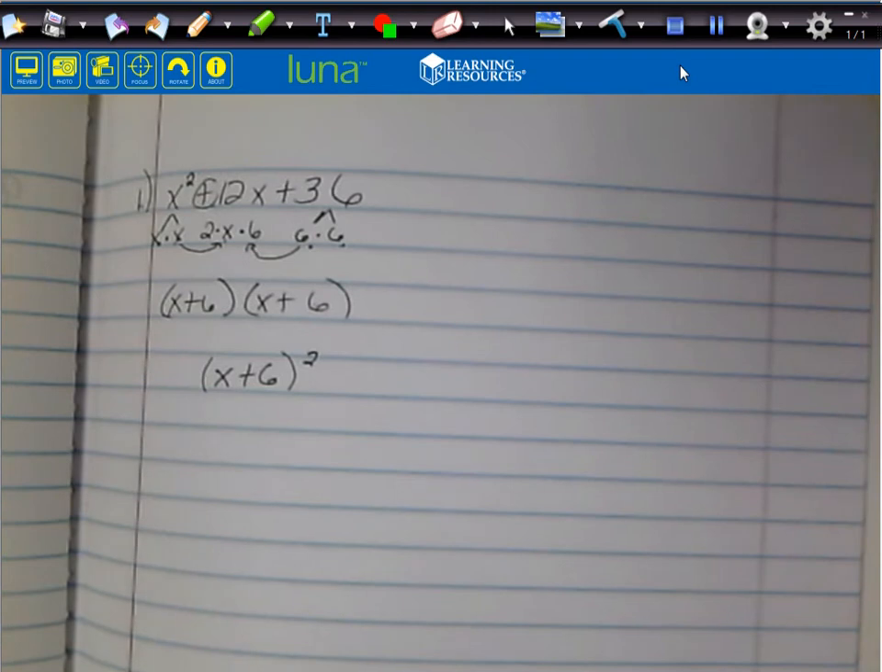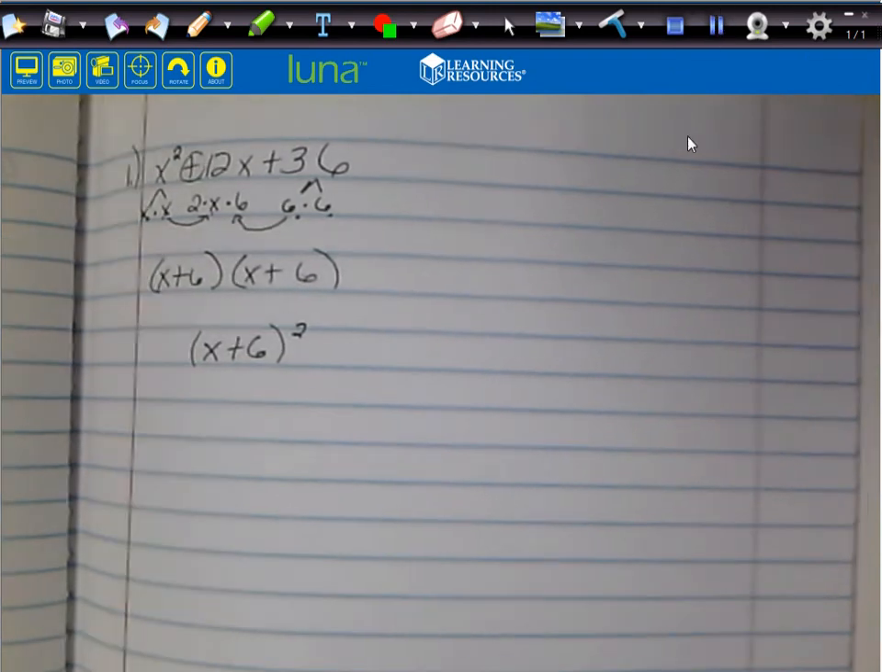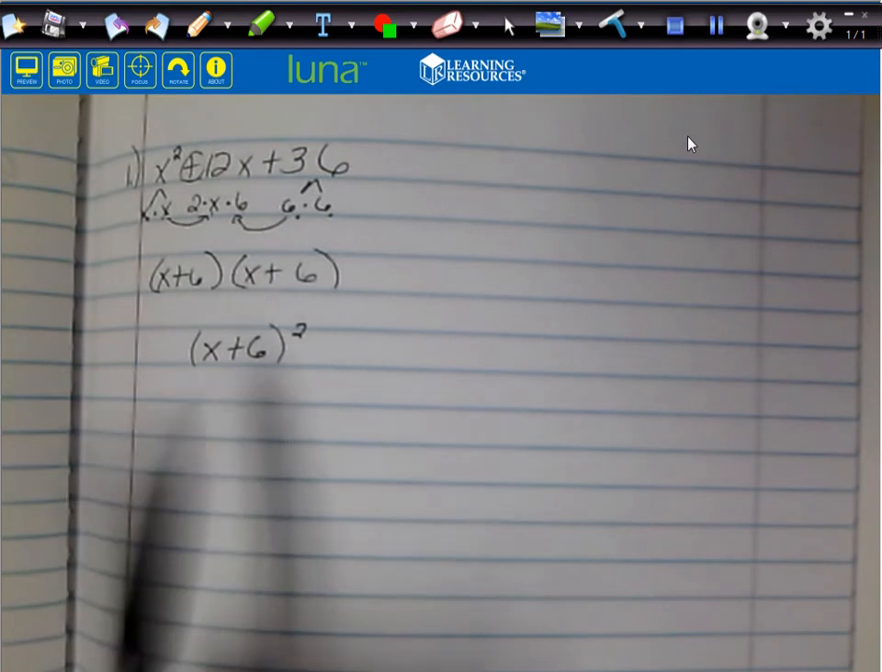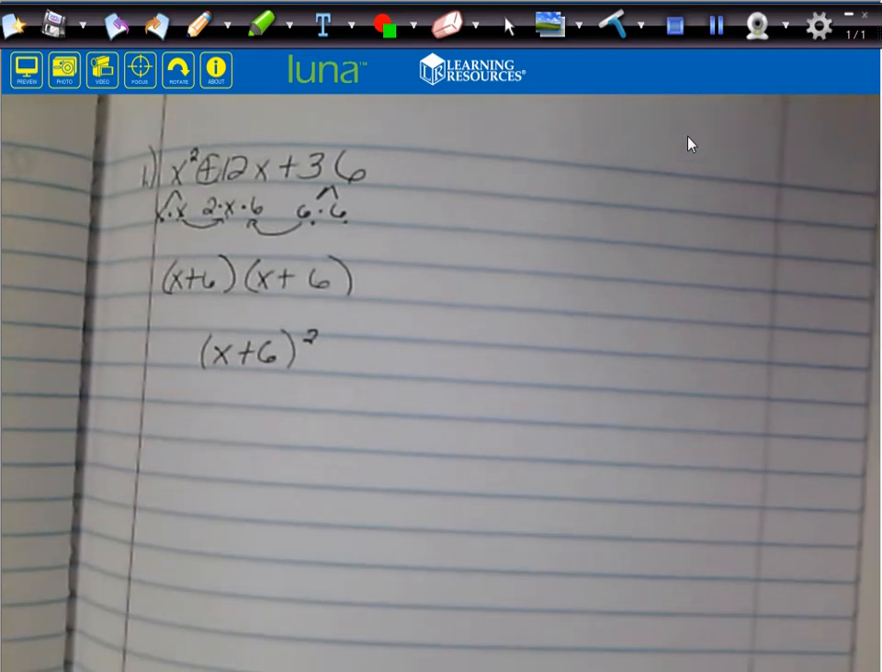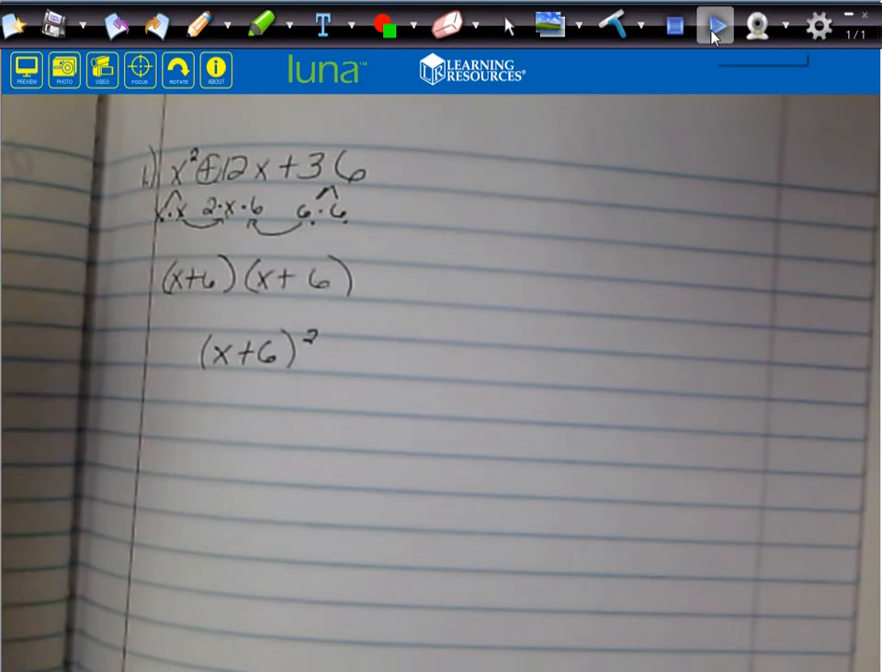Take a minute and make sure you have that written down. Alright, so again, make sure you have this written down. We're not going to check these because hopefully at this point you know how to check. Alright, go ahead and write down number 2.